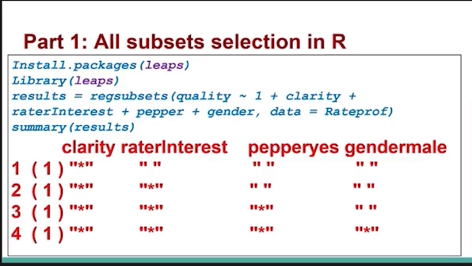In the Rate My Professor data set, I want to look at the effect of some variables on the response. Variables like clarity of a professor, the rating of interest, the paper years or the gender. Now I've got 4 predictors. If I'm going to use all subset selection, that will be 2 raised to the power 4. I actually need to consider 16 models. And how am I going to do it? Pay attention.